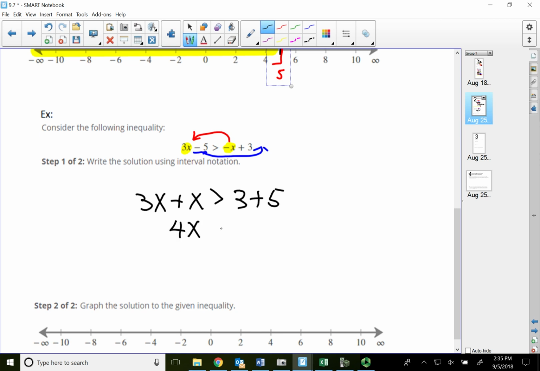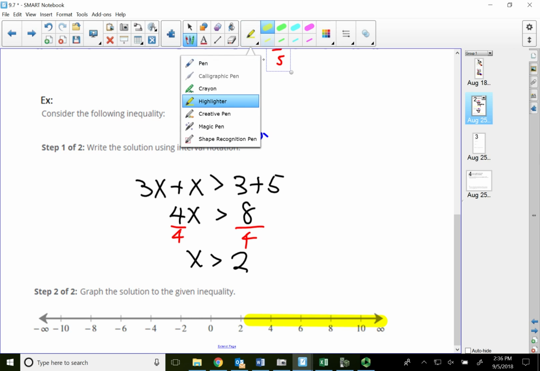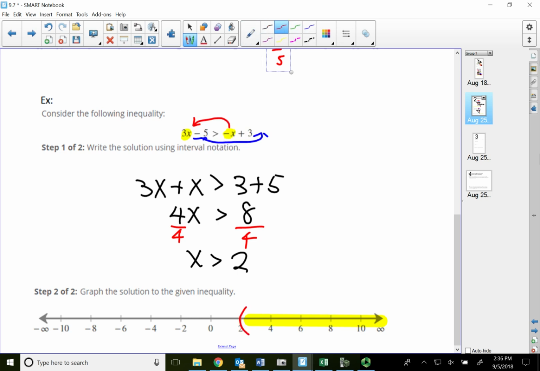So combined like term, there's 4x greater than 8. So divide both sides by 4. My x is going to be greater than 2. So x greater than 2 means I'm looking for all the numbers that are greater than 2. That will be to the right side of 2. Since I don't have an equal to, then I will use parenthesis, open interval. So by looking at this graph, I can see my interval notation got to be from 2, using a parenthesis, comma, all the way to the right to infinity. All right, let's check out a different one.